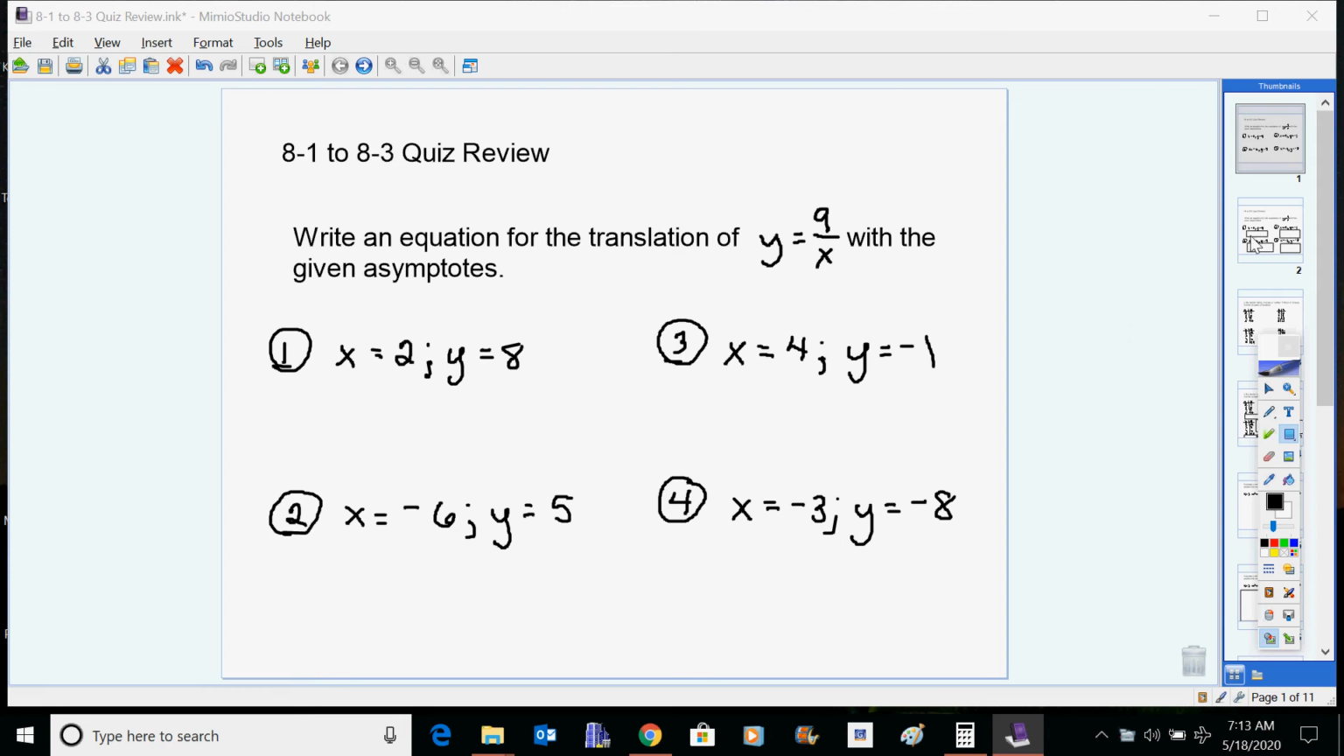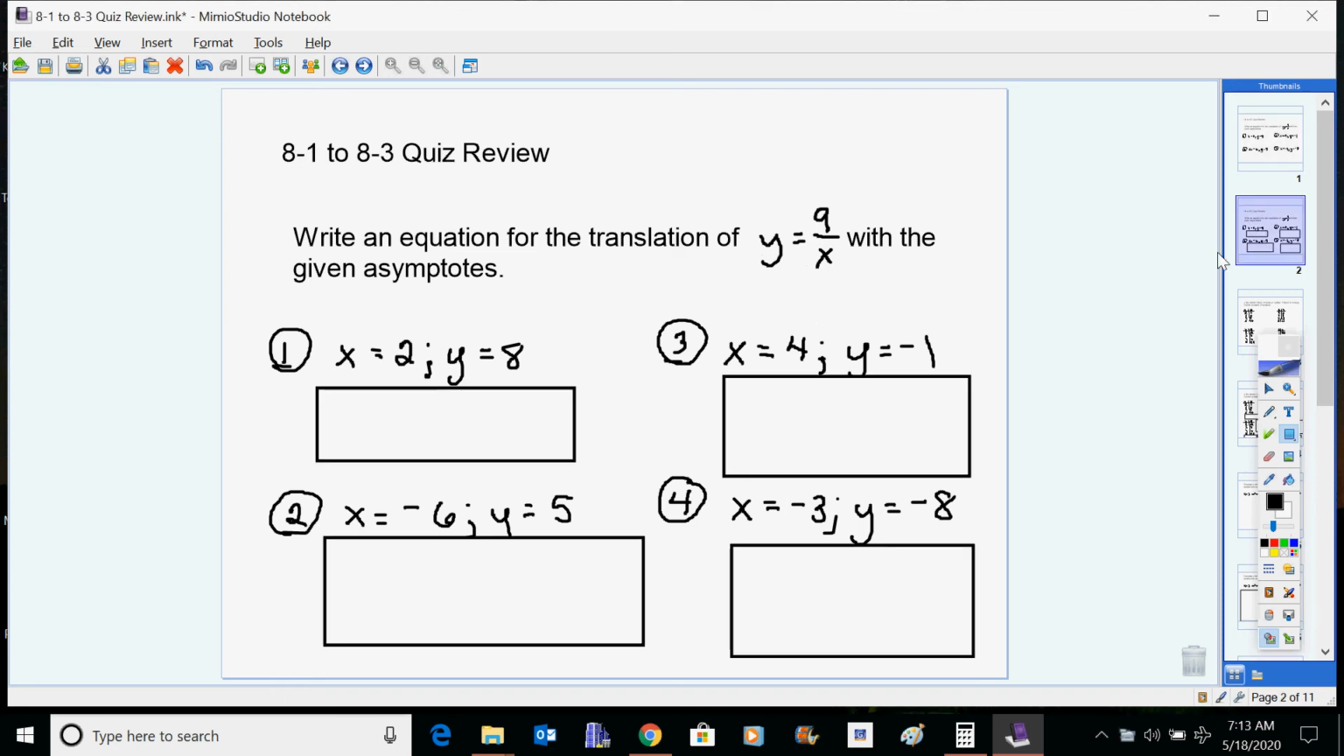I know you're only watching this if you are in need of some help, so let's just get right to it. First thing that we need to talk about is that if you're going to write an equation for a translation with the given asymptotes, then it's the same translation idea that you had before. Wherever you have the x in the original parent function, you're going to need to use the x in order to figure out how to translate it.